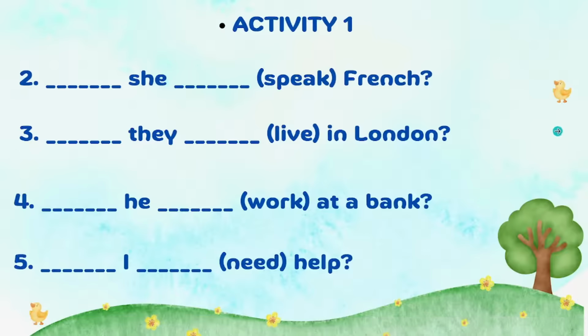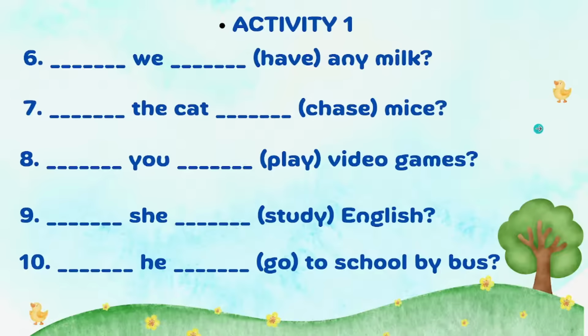There's still more. For number 6. There you go again, for the pronoun we. So, what are we going to use here? It's do. Do we have any milk?